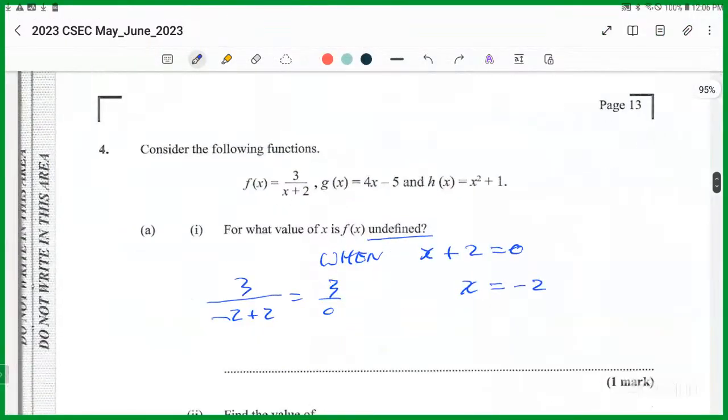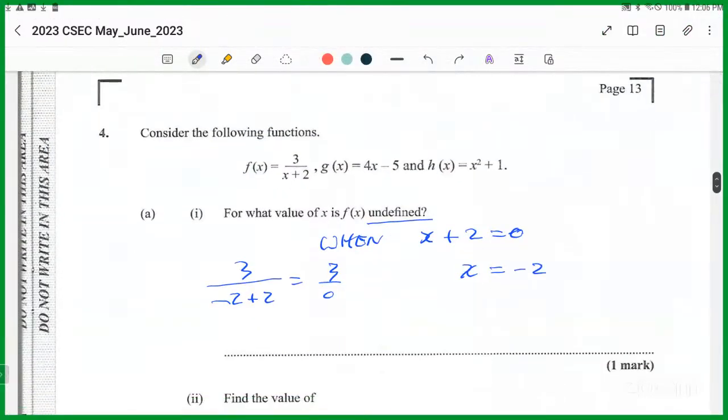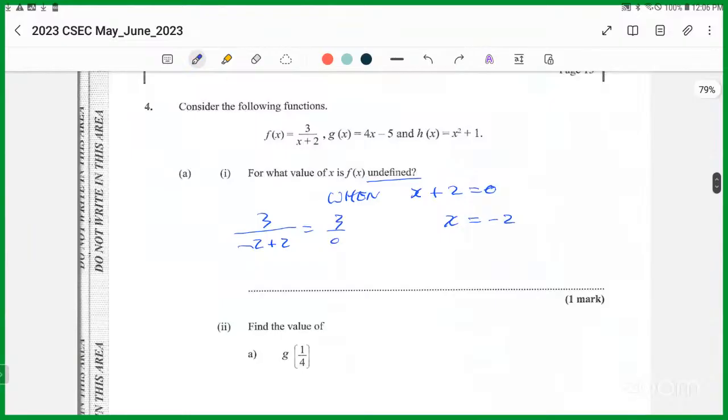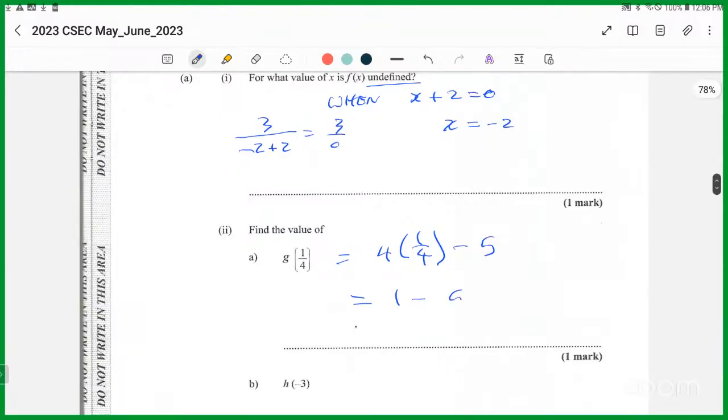So it's something we're actually going to be talking about tomorrow in class some more. But let's move on to the next part. This one says now to find g of a quarter. So g of a quarter means you're going to put a quarter in this g function right here. So this therefore becomes equal to 4 times a quarter and then minus 5. 4 times a quarter is 1, minus 5. 1 minus 5 is negative 4.